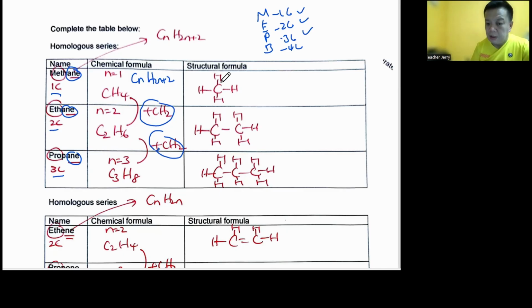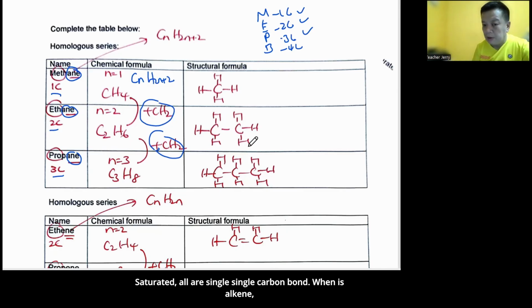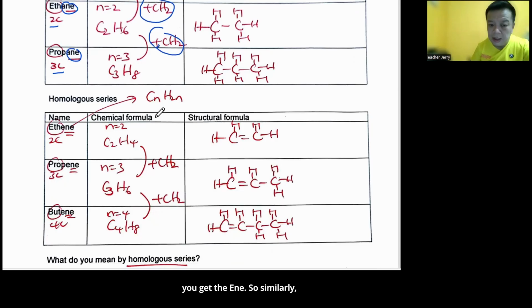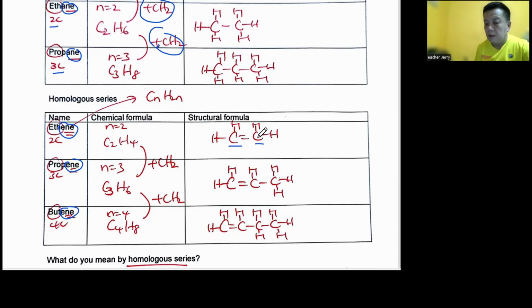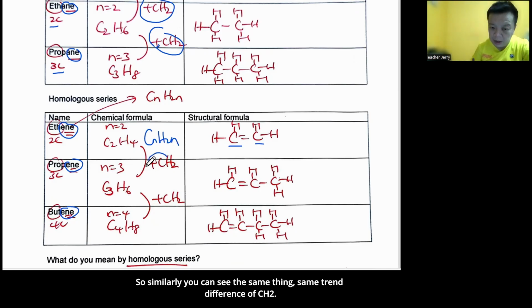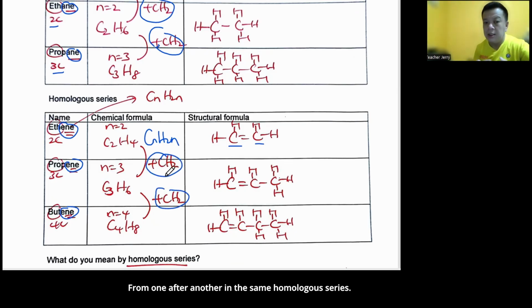You see, saturated or a single carbon-carbon bond. When it's alkene, you have the "ene" ending. So similarly, when we see the "ene", we know we're dealing with alkene. And because alkene must have a carbon-carbon double bond, the minimum is two carbon. Okay, so generally same thing, ethene, two carbon, we start in CnH2n. It is C2H4. So similarly, you can see the same trends, difference of CH2, from one after another in the same homologous series.